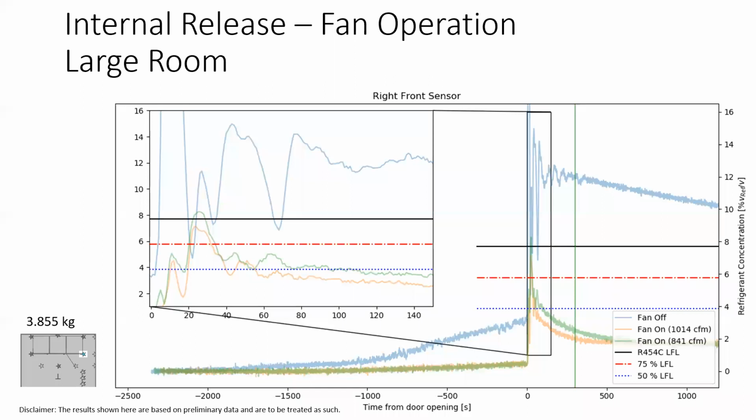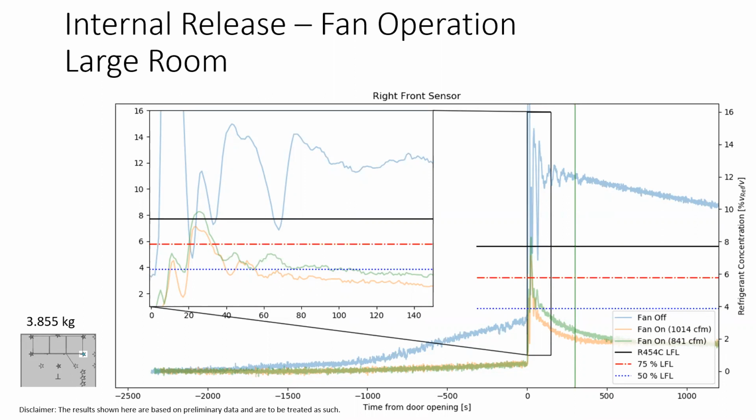We see that when we use the nominal airflow and even slightly lower than nominal airflow, which are the green and the peach colored lines, we see no significant buildup of refrigerant at the sensor location compared to the fan off. We also see dramatically faster decay of refrigerant into the space. And actually, this would be one of those situations where we would comply with the requirements in the standard with this fan on.